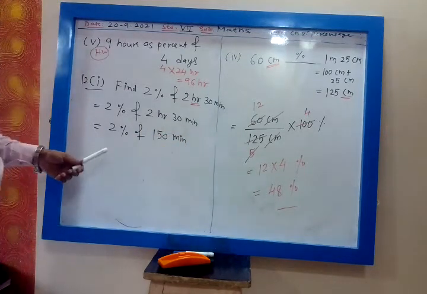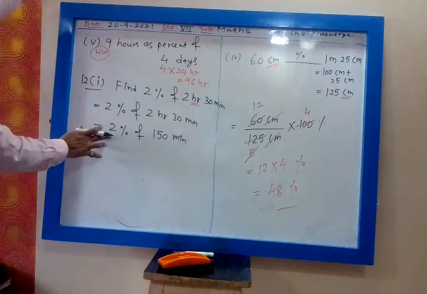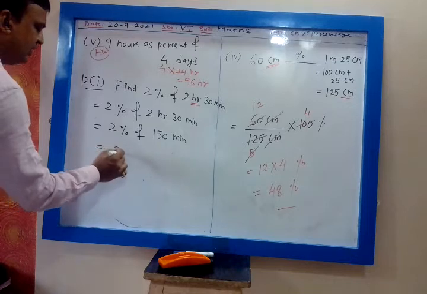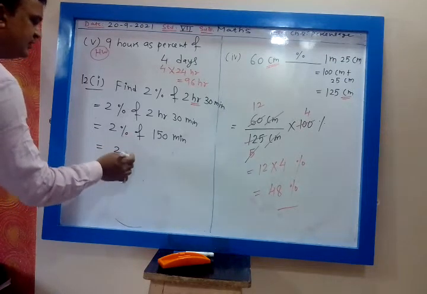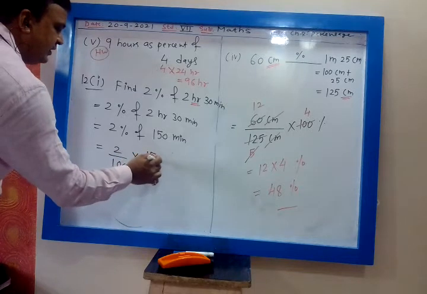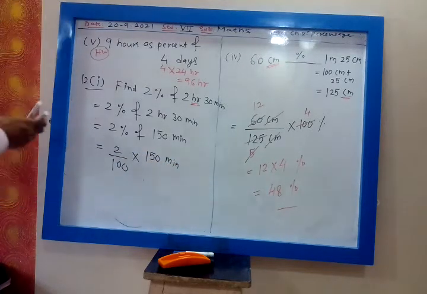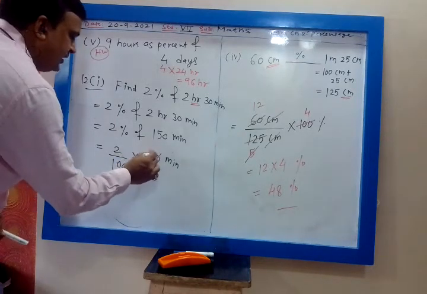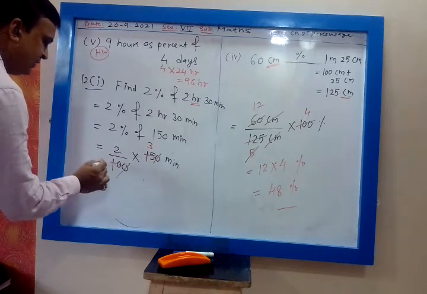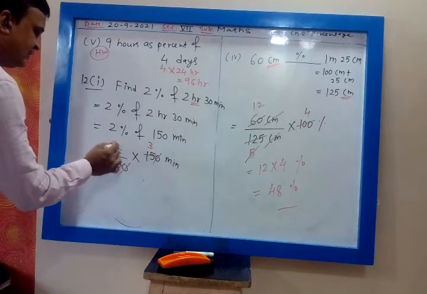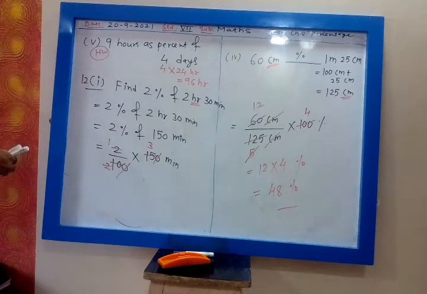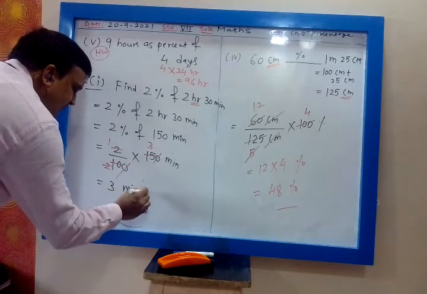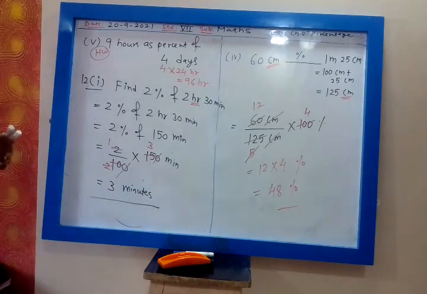Now this is the same as x% of y. What do you mean by 2%? 2 upon 100, of means multiplication, 150 minutes. Yes. So let us cancel 1 zero. Now it is 15. 3 5s are 15. 2 5s are 10. Then 2 gets cancelled. 2 1s are 2. What is that? 3 minutes. Answer is 3 minutes. Yes.